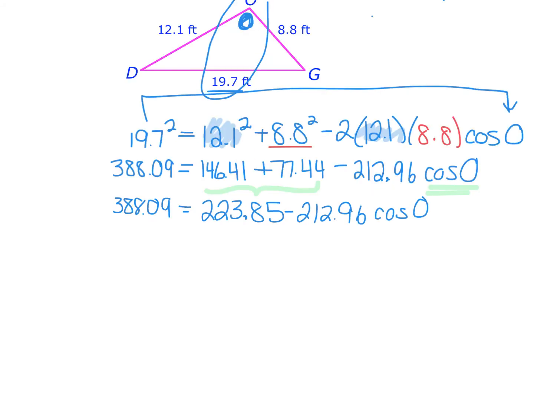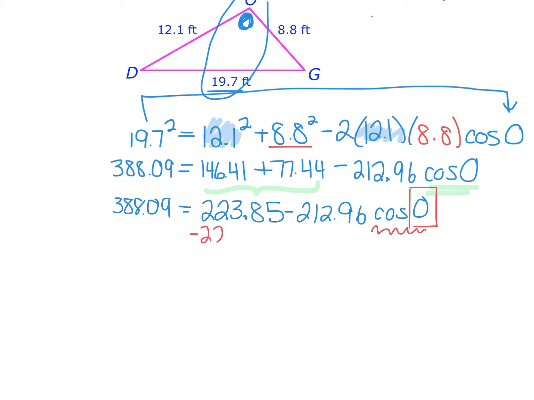Okay, when I add those two, I get 223.85 minus 212.96 cosine of O. If you need to pause the video and write that down, please do. So now my entire goal is to get angle O by itself, which means I have to get cosine of O by itself. How am I going to do that?